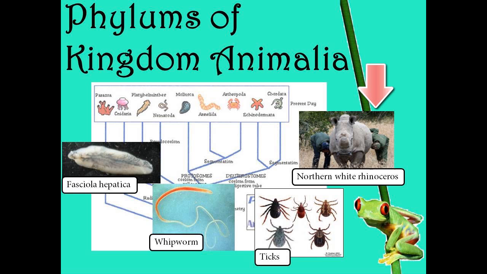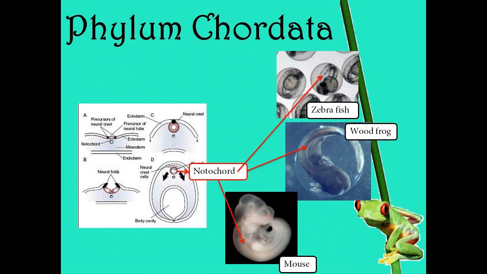So we're going to focus on the phylum Chordata. So we're going to talk about what makes an animal fit in the phylum Chordata. At some point when that animal was developing, before it was born, it had a notochord, which eventually developed into the spinal cord. So I've got some pictures of animals before they were born. They're not fully formed, they're just still in the egg.